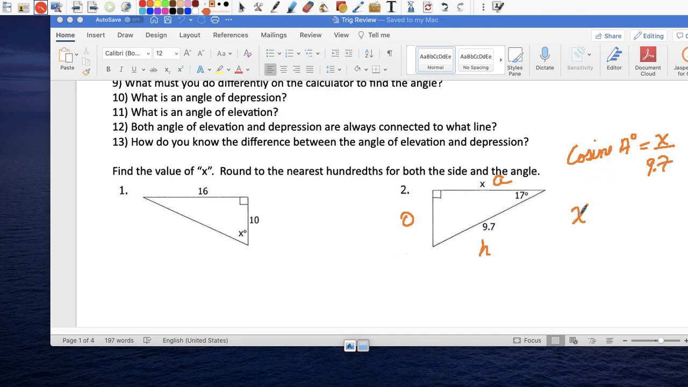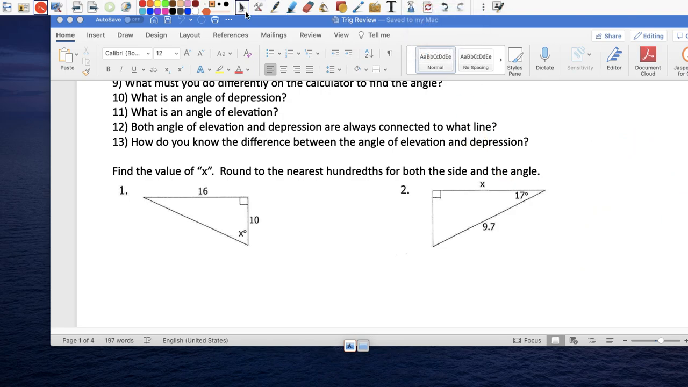Cross multiply, and we get x equals cos of 17 times 9.7. So in your calculator, I'm going to enter 9.7 times second function, cosine, which is number 2, and 17 degrees. Enter, and that's going to give us that x, the adjacent side, is 9.28 units.